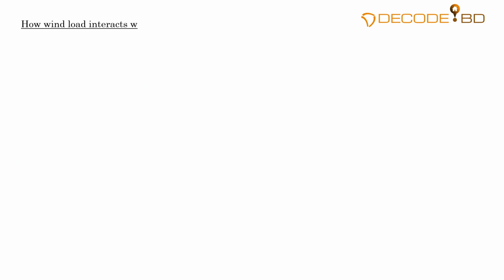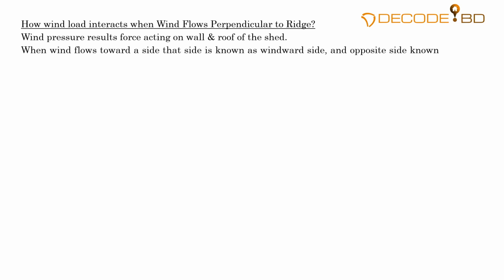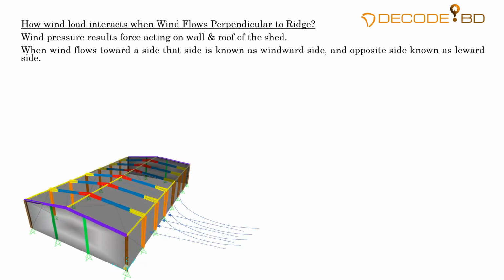Now, how does wind load interact when wind flows perpendicular to ridge? Wind pressure results in force acting on the wall and roof of the shed. When wind flows toward a side, that side is known as the windward side and the opposite side is known as the leeward side. You can see here, this is the wind flow, this is the windward side and this is the leeward side.